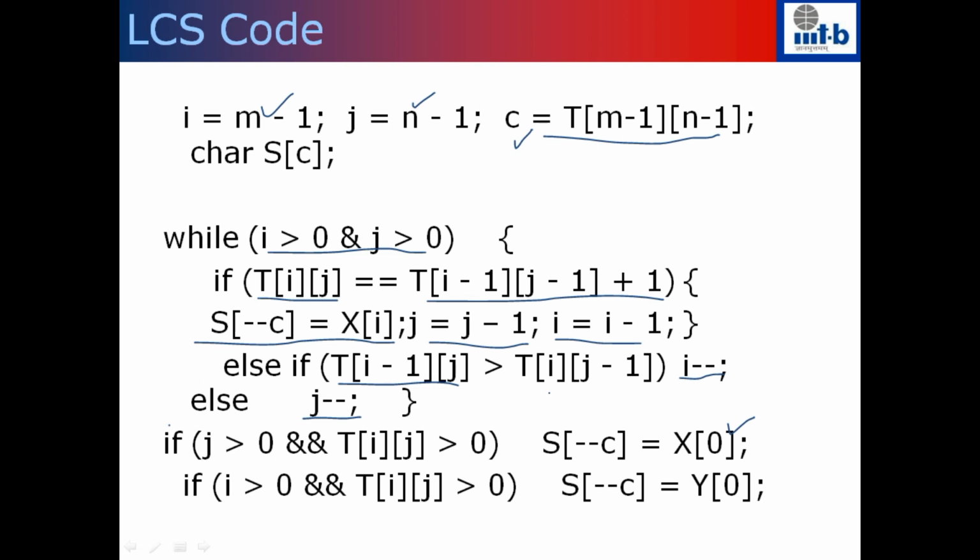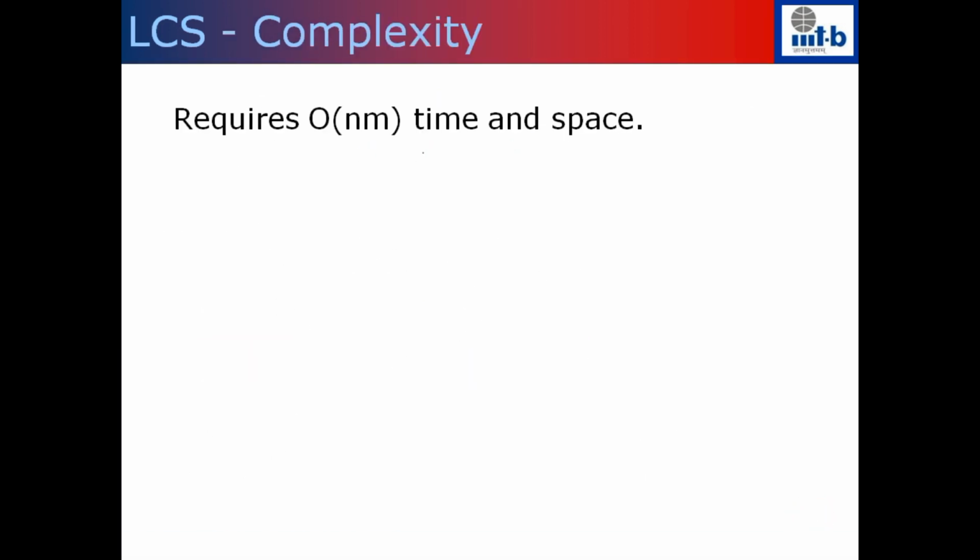So this algorithm takes order n plus m time to do the backtracking, because every time you go inside the while loop, either i decreases or j decreases or both can decrease. So as mentioned earlier, this requires order n into m space and time.